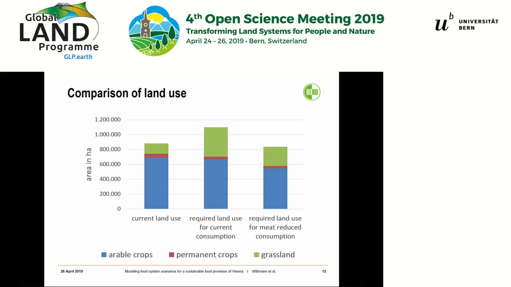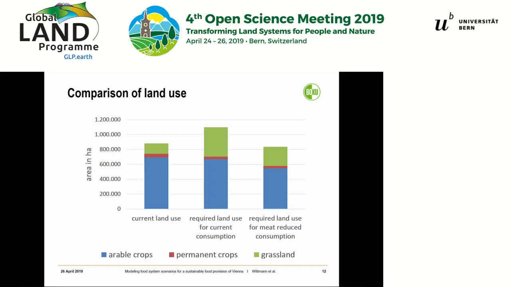So when we compare now the third bar with the 1st bar, we see that it would be possible with the current available land to feed the people in this region with less meat. But if we want to feed the people in the region with the consumption that we have now, this would not be possible because of the natural production characteristics in the region. So we don't have enough land to fulfill the condition of self-sufficiency for this region.